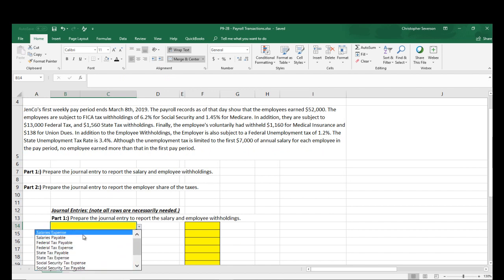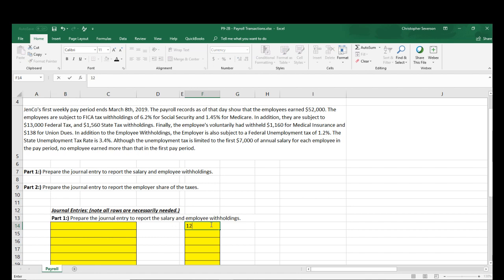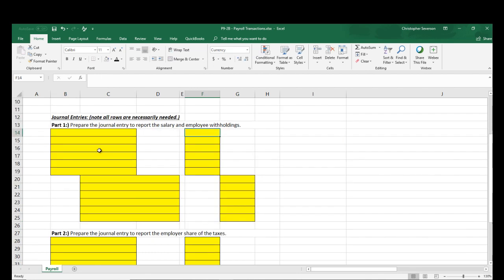Now this template I've set up, when you pull the list down, you'll see various items, account names that you can use. And then when you type it in over here, it'll be formatted for the dollar amount. Now notice I put several lines in for both the debits and credits. We may not need them all, but I wanted to make sure there are at least enough for what we are doing in both of these journal entries.